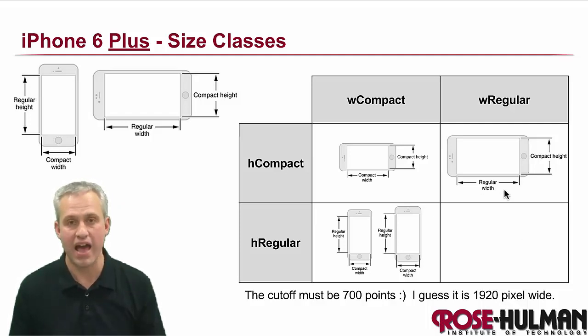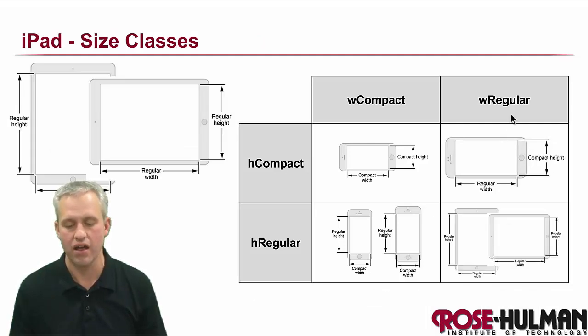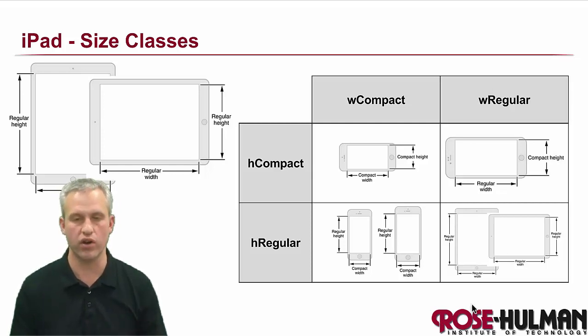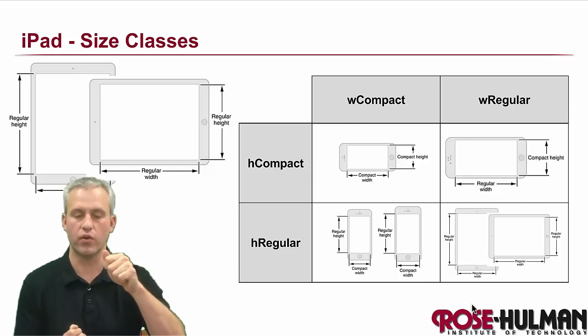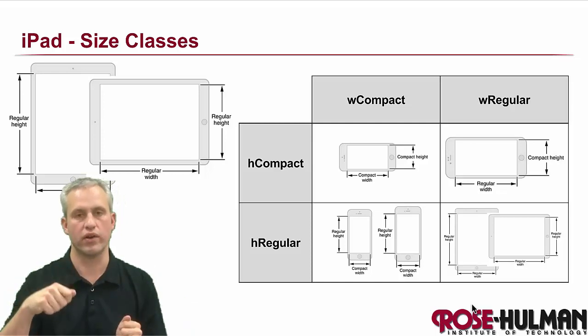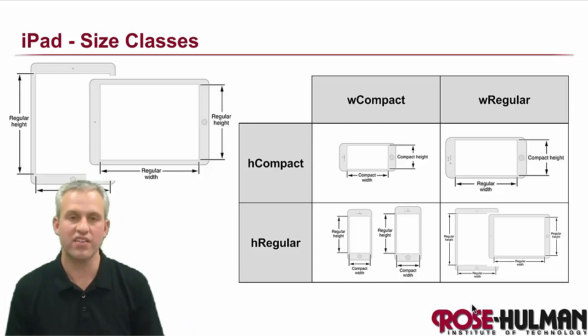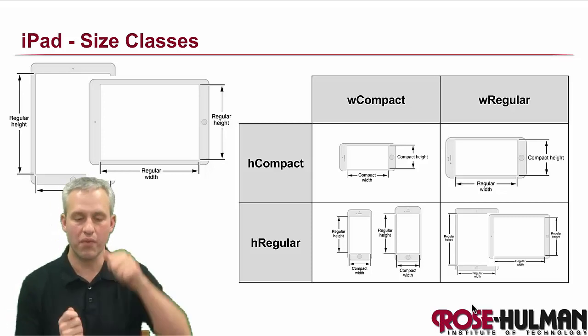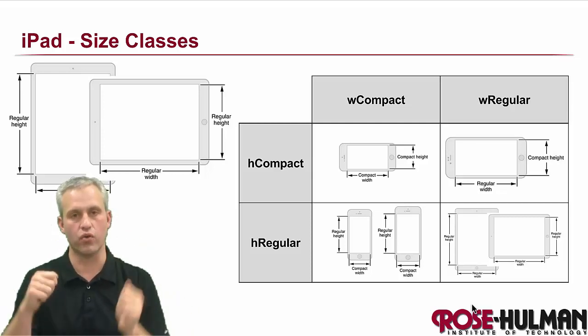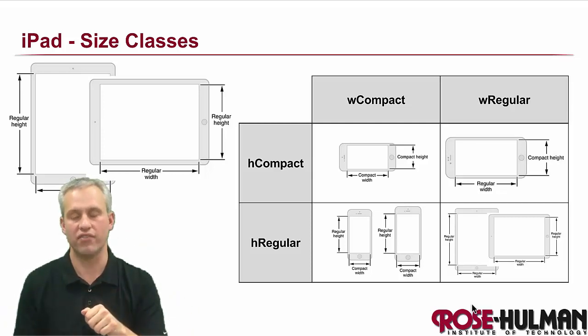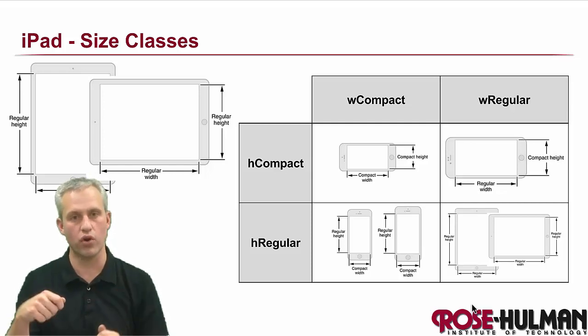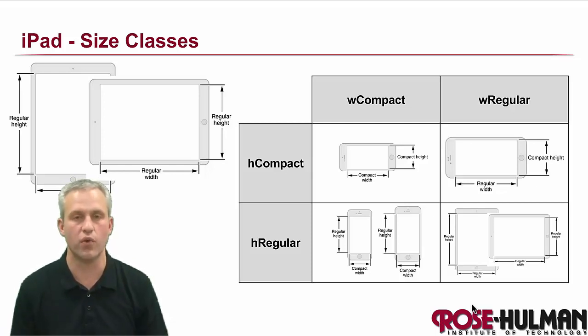Then where does iPad fall? iPad falls into regular, regardless of whether it's portrait or landscape. So they consider it big enough to be regular in portrait, and in landscape, also regular. To be honest, that's a little annoying for developers because you might want to change your UI depending on the orientation, but you'll have to do it in code because with storyboards, at least, there's no easy way to do it with size classes, right?